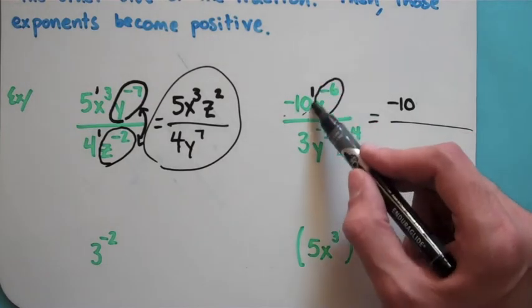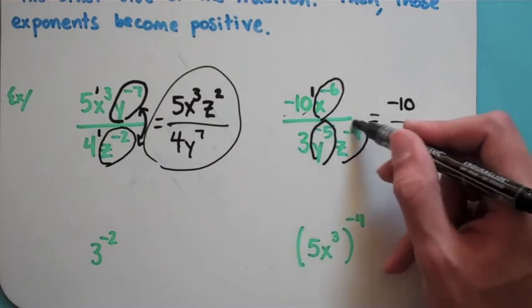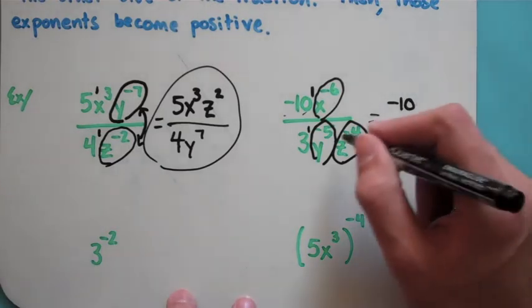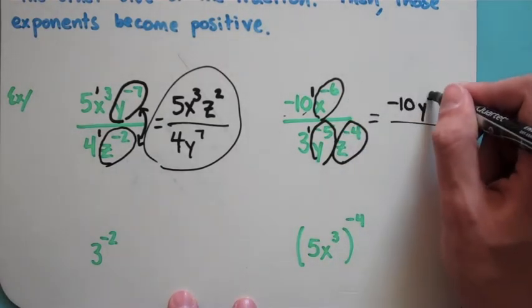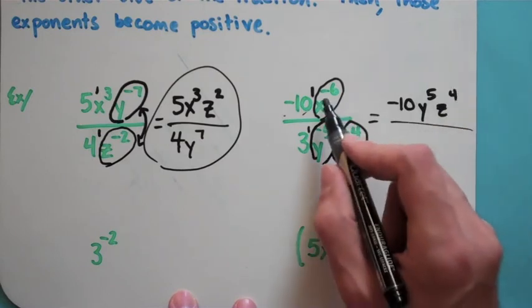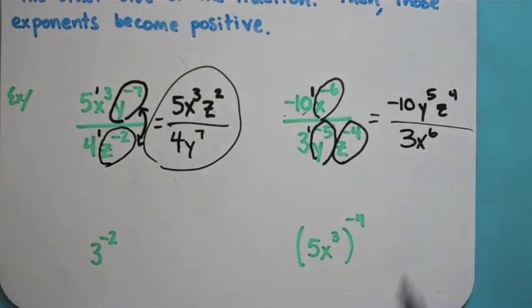X has to move, though, because X does have a negative exponent, as do Y and Z. The 3 is to the first power. It's cool right where it is. So when I move my variables around, Y to the negative 5th pops up top, turns into a positive 5th. Z to the negative 4th becomes Z to the positive 4th. X to the 6th is down here, and there's that 3 still. So this would be my final answer in number 2.